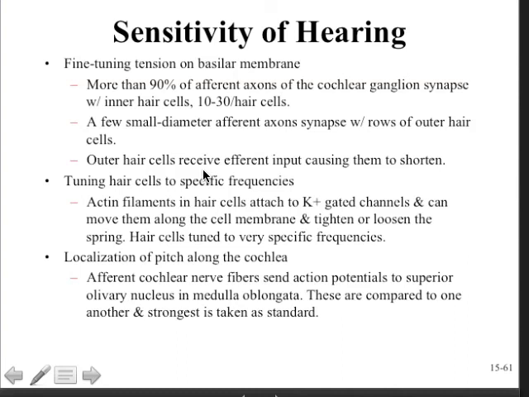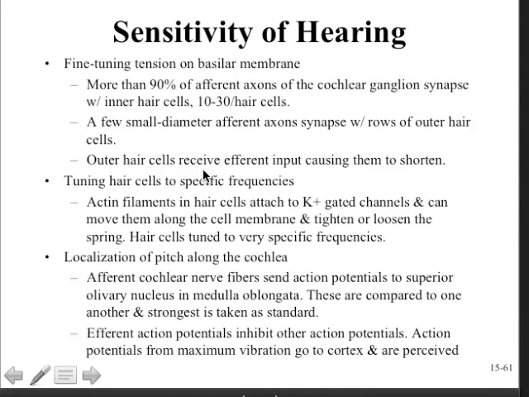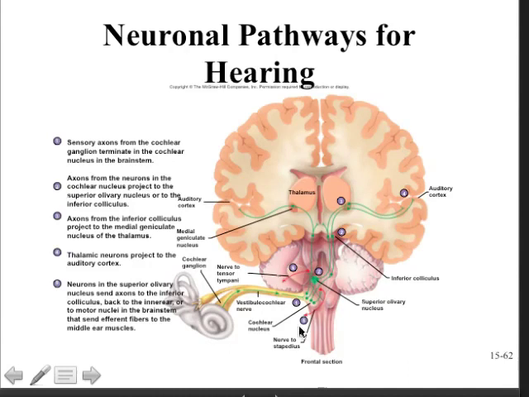These are compared to one another, and the strongest is taken as the standard. The efferent action potentials inhibit other action potentials. Action potentials from the maximum vibration are going to end up going to the cortex, and that's what gets perceived as sound. And what you're looking at here is just the pathway that sound takes to get to the brain.